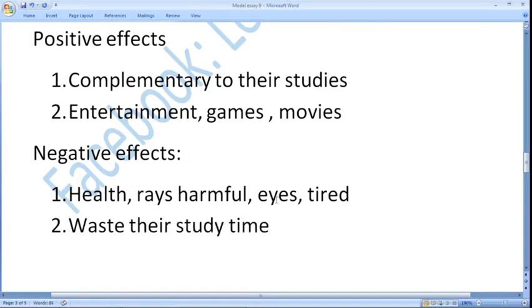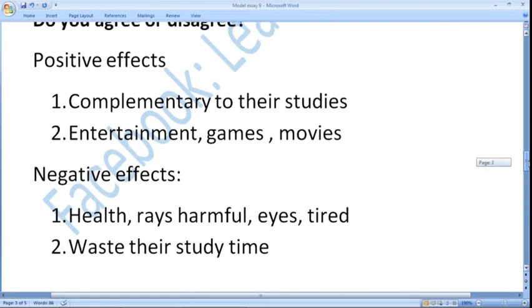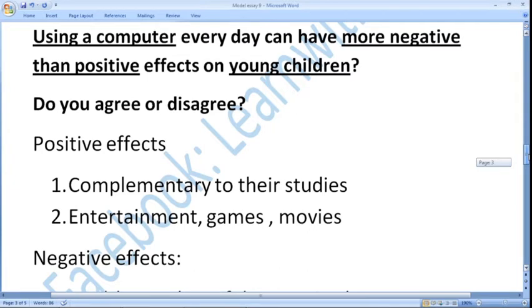Okay, so these are my main points. If you have any other idea, you can write ideas also, and then sort out what idea is most relevant and how you can expand this idea. So after that, I would choose either to agree, disagree, or partly agree.